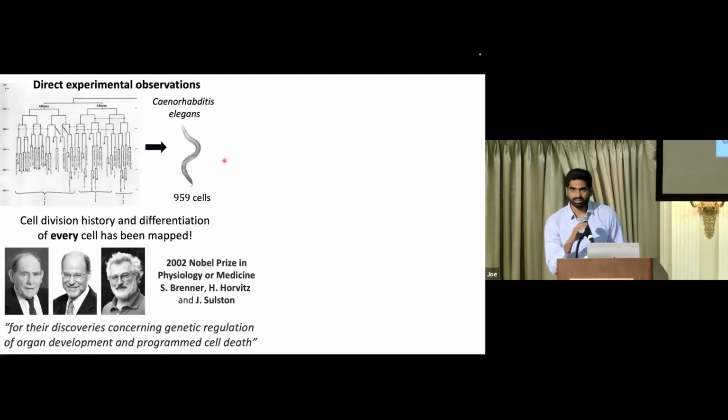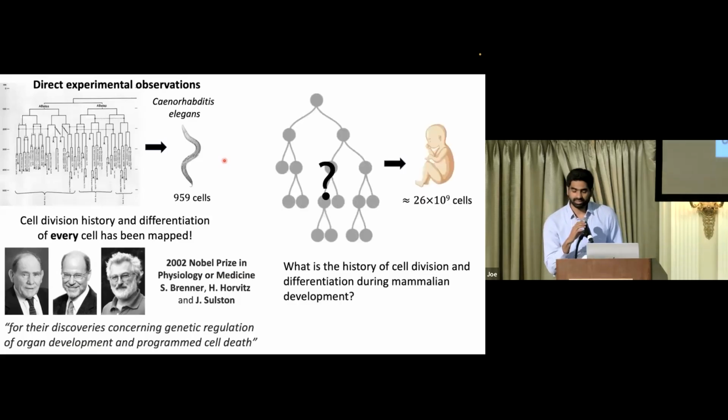And eventually this led to the 2002 Nobel Prize in Physiology or Medicine, because we learned a lot about gene regulation of organ development and programmed cell death. So imagine how much more we can learn if we could recover the history of cell division and differentiation for more complex organisms, perhaps for mammalian development. Now, the direct experimental observations, the kind of approach that worked for this simple organism, won't scale for large complex organisms with billions and trillions of cells.